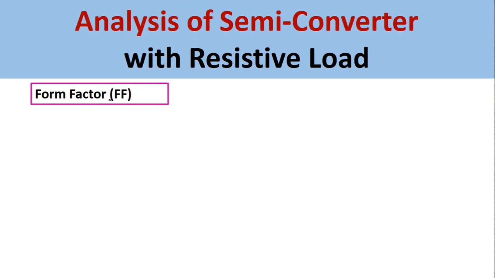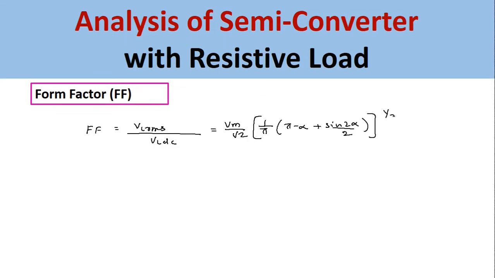Next we are going to derive the form factor for semi-converter with resistive load. It is represented by FF. FF will be equal to VLRMS divided by VLDC. Now we'll put the formula of VLRMS and VLDC here. We will get Vm/√2 times (1/π × (π − α + sin 2α/2))^(1/2), whole divided by VLDC, which is Vm/π times (1 + cos α). This Vm and this Vm cancel out.